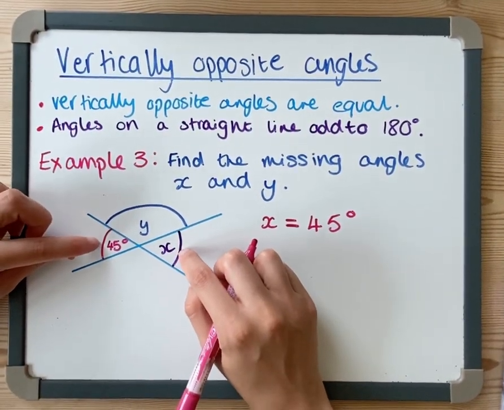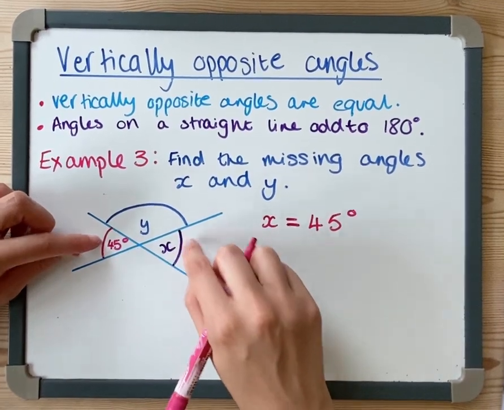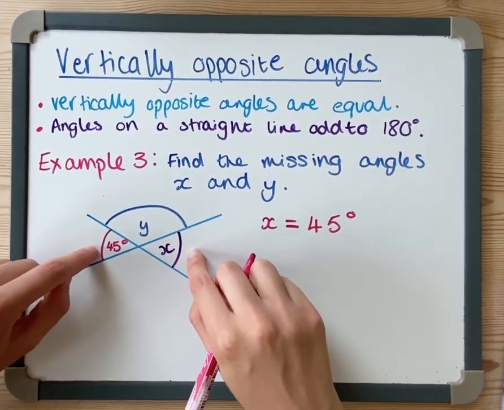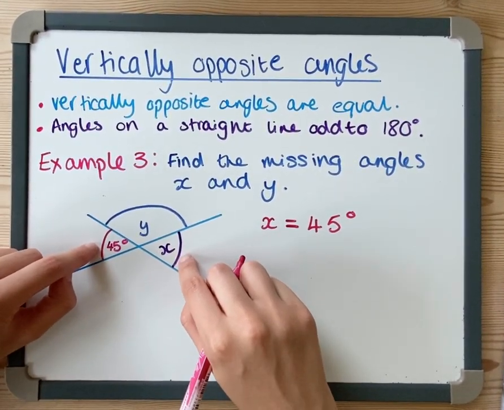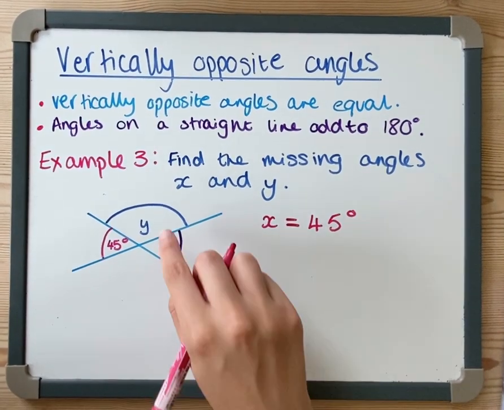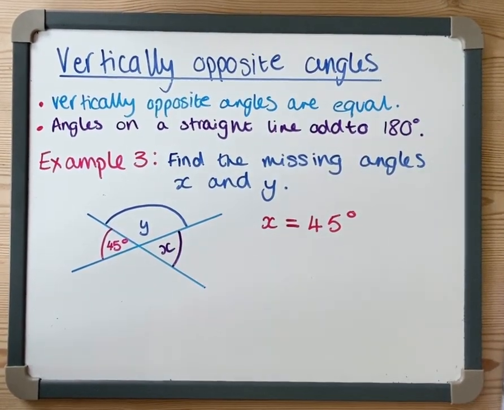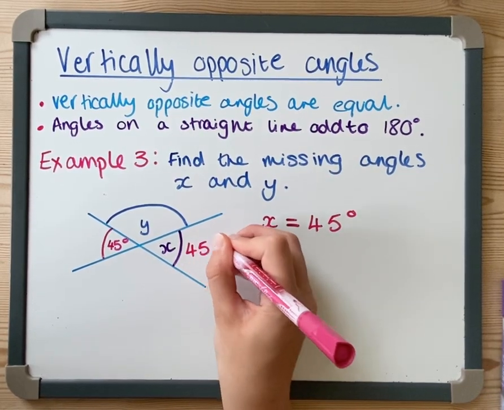It is vertically opposite that one. You can see they're opposite each other. These two will be the same as well, but these two are the same. That one is 45 degrees. I also need to find this one, and that's where it's a little bit trickier. Not overly tricky, but just a little bit.